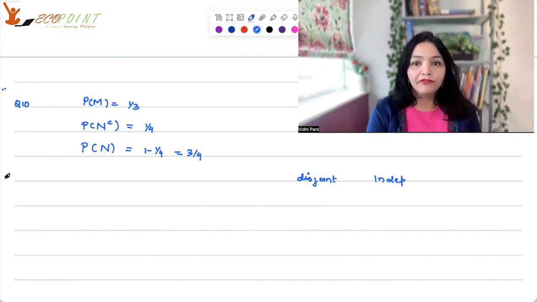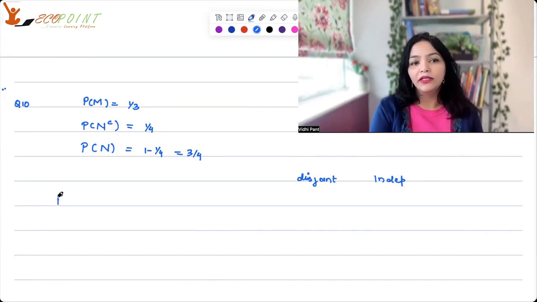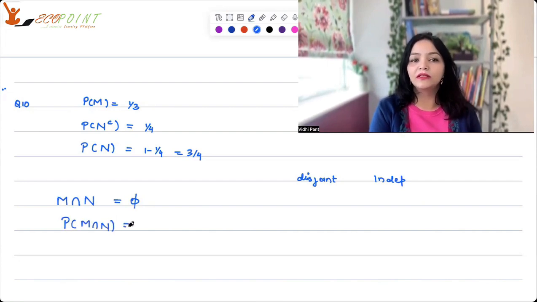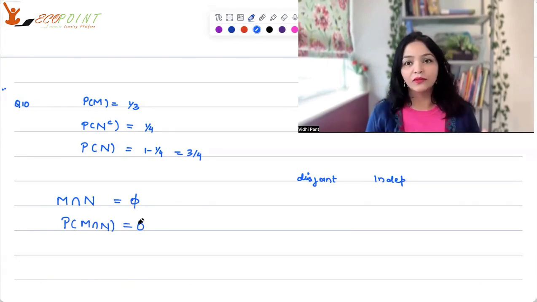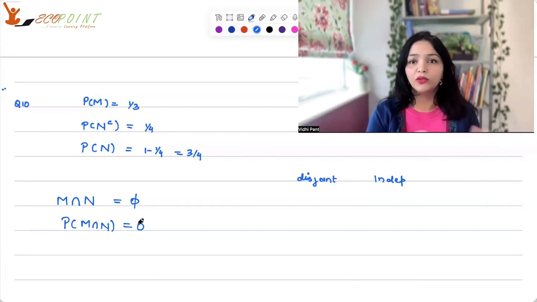But how do I figure out for disjoint and how do I figure out for independence? Well, you need to know the concept. Disjoint means that the intersection of the two events is phi. When the intersection of the two events is phi, that means the probability associated to this intersection should be 0. When this is happening, you can assume that the two events are disjoint because they don't have anything in common. Their probability of something common happening is 0, right?